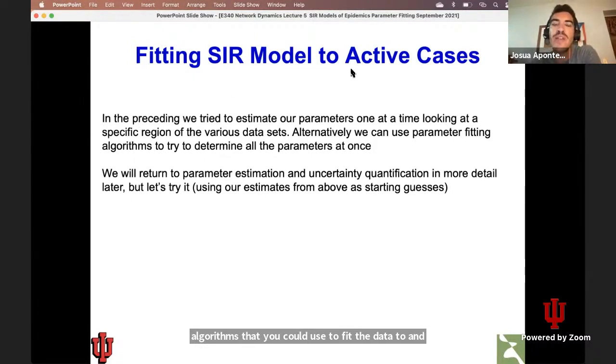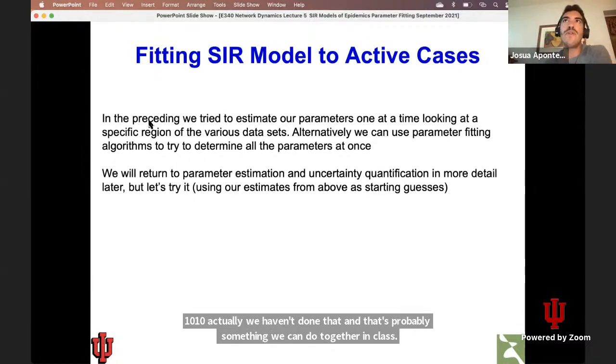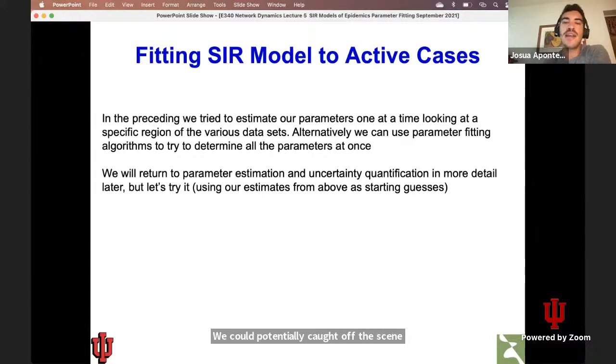Actually, we haven't done that, and that's probably something we can do together in class. We could potentially cut off the synthetic data to just the beginning of the curve and try to use the fitting to see how well we can estimate the parameters just from that part of the data. That would be an interesting exercise. We can probably do it together today.